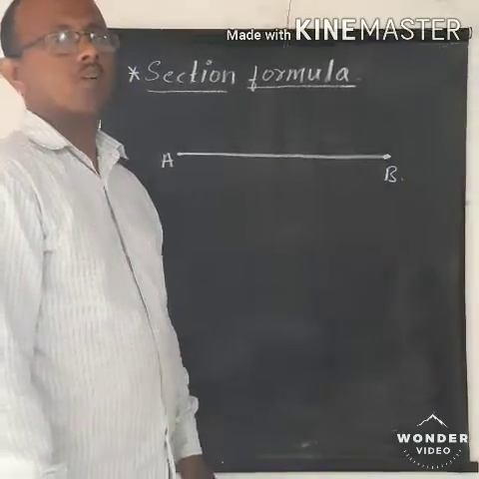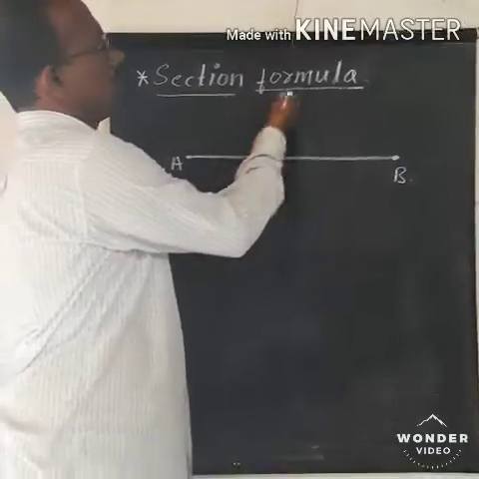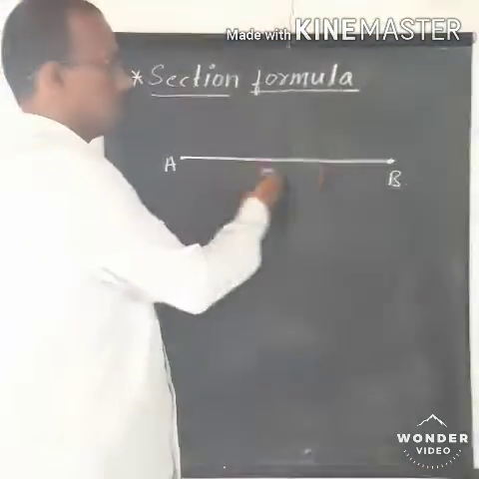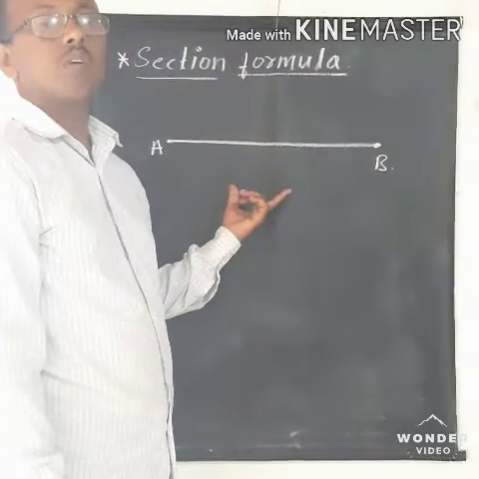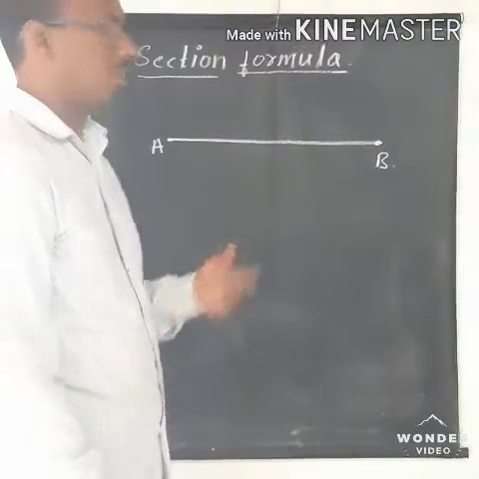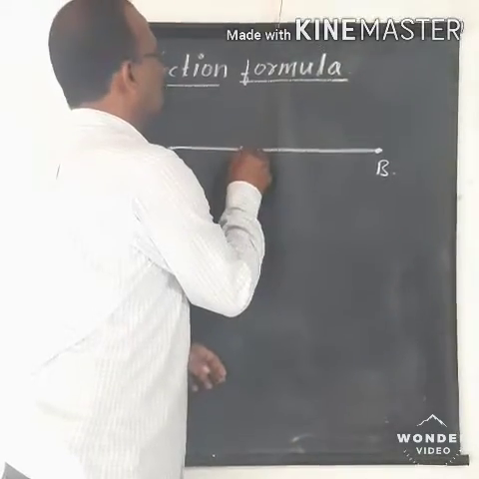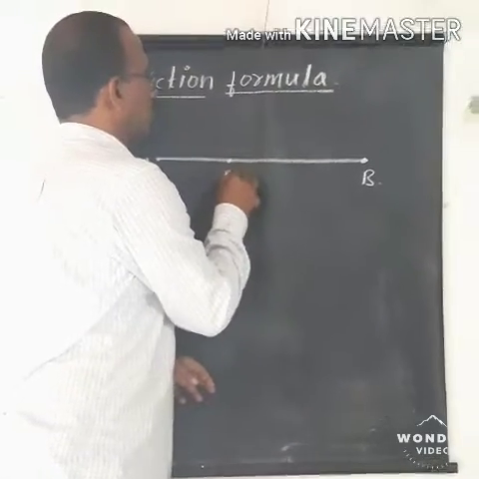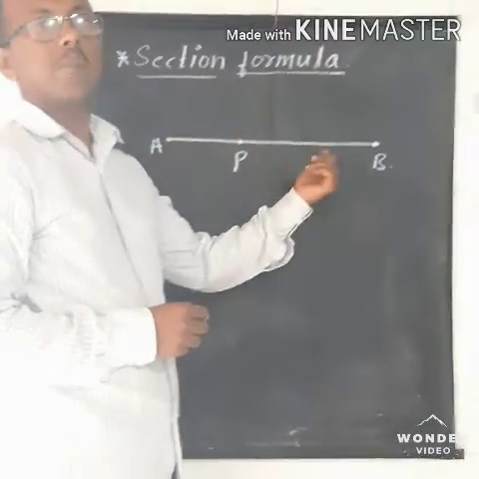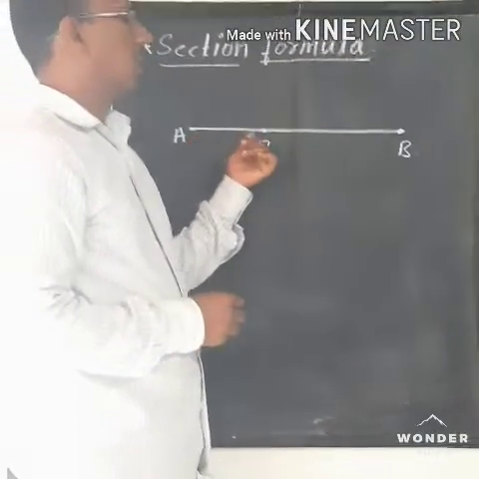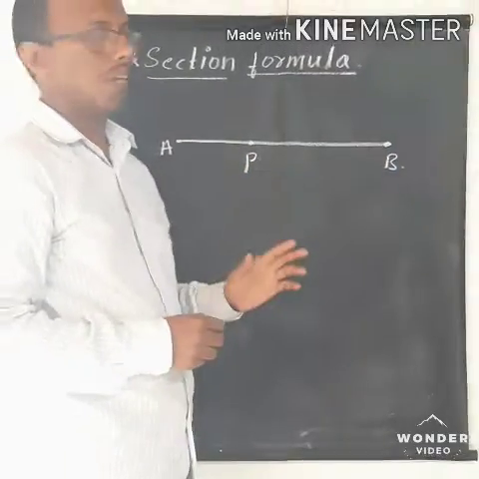Students, today we are going to see the section formula. To see the section formula, let us consider the segment AB. This segment AB we are going to divide into sections. For that we will consider a point P. We consider that this point P divides the segment AB into two sections, AP and PB.